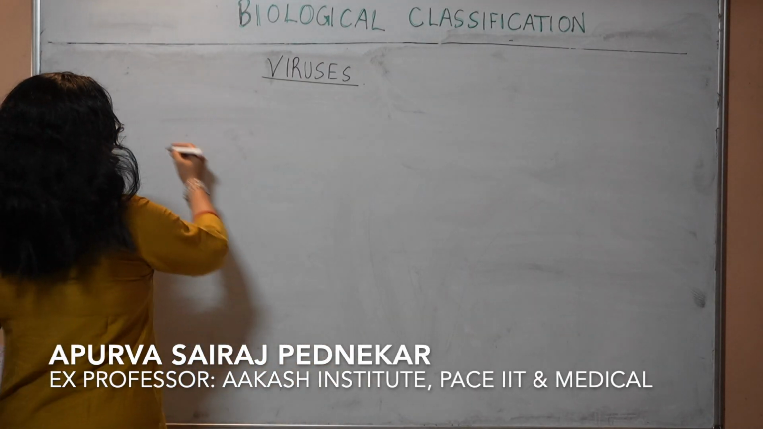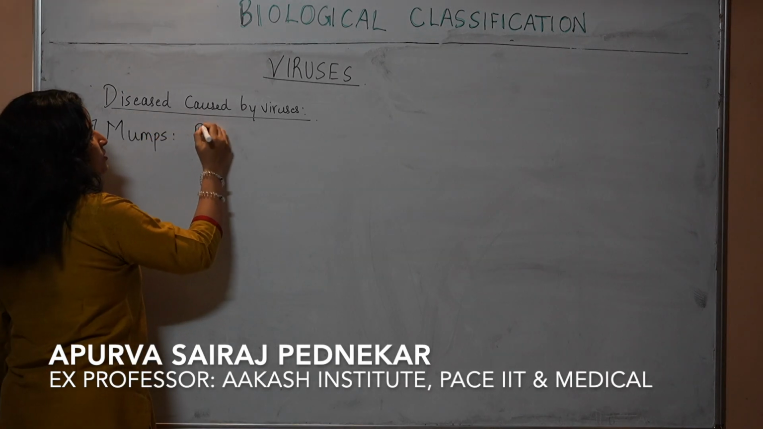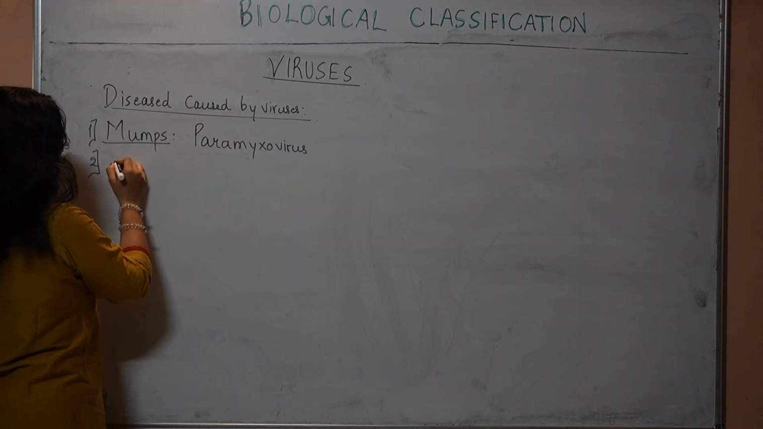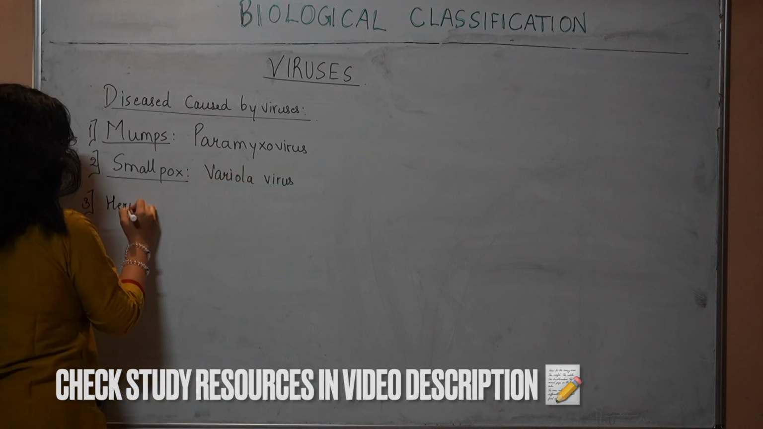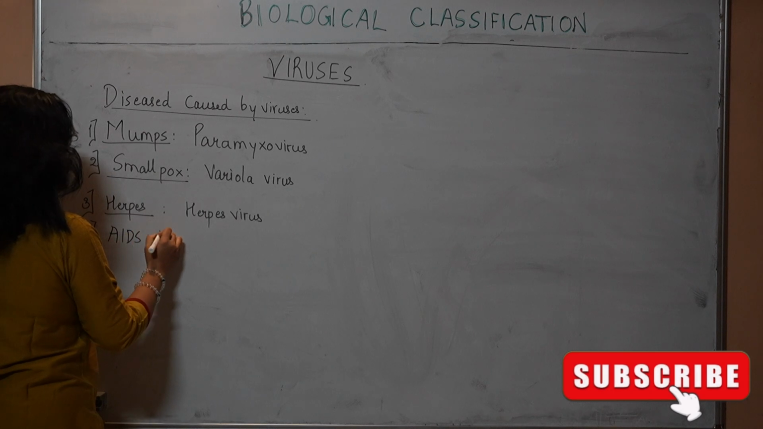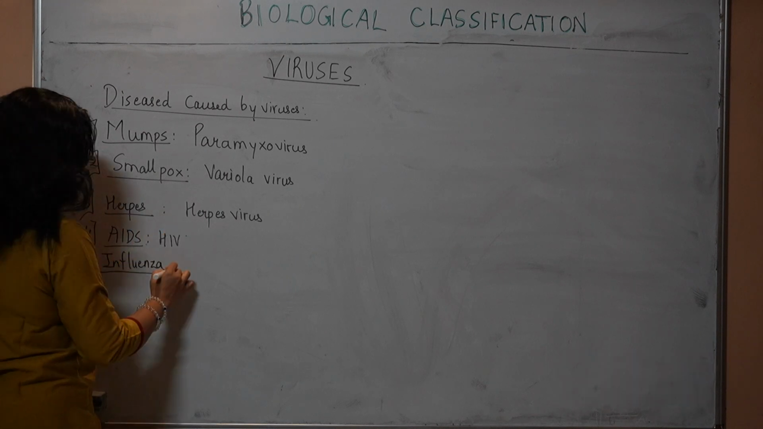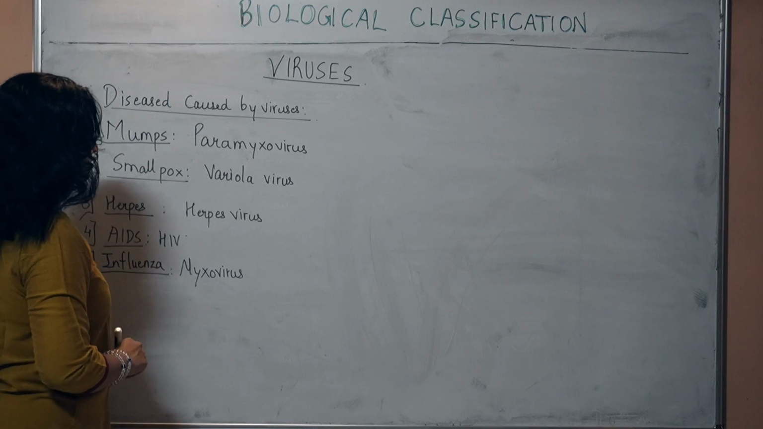Next, certain diseases caused by the viruses. First one is mumps. This is caused by paramyxovirus. Smallpox is caused by variola virus. Herpes is caused by herpes virus. AIDS is caused by HIV. Influenza is caused by myxovirus. These are some examples of diseases and the viruses that cause them.